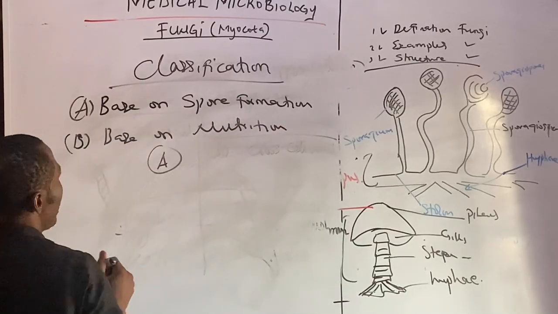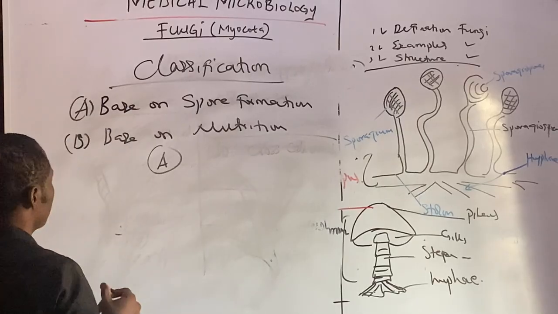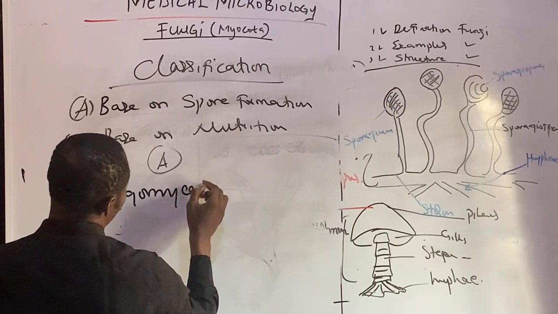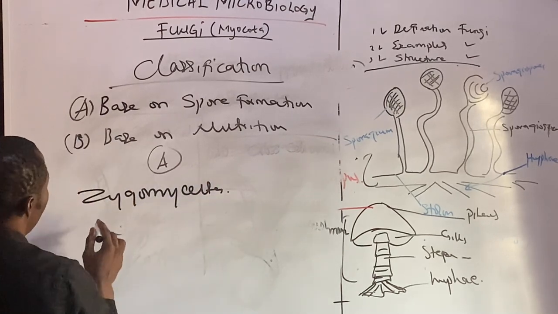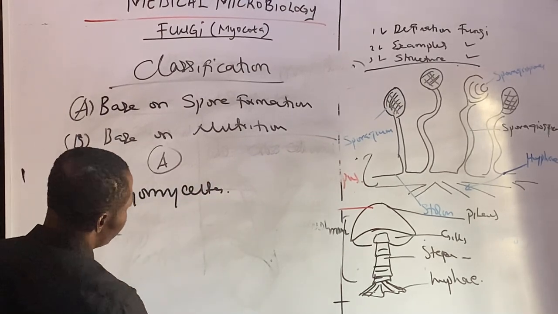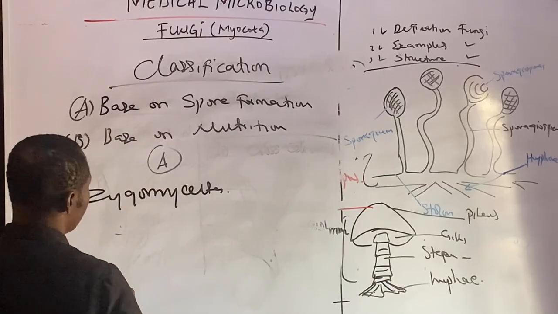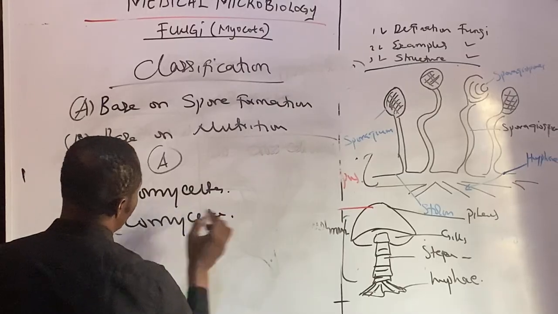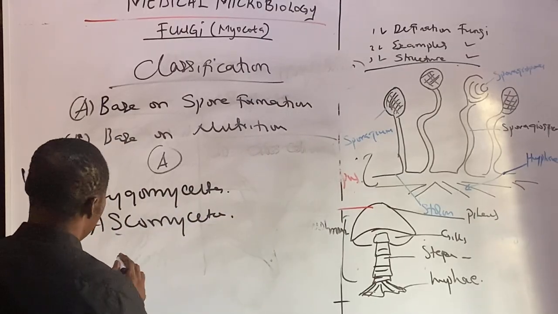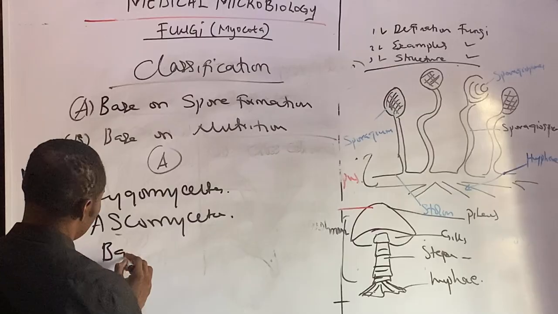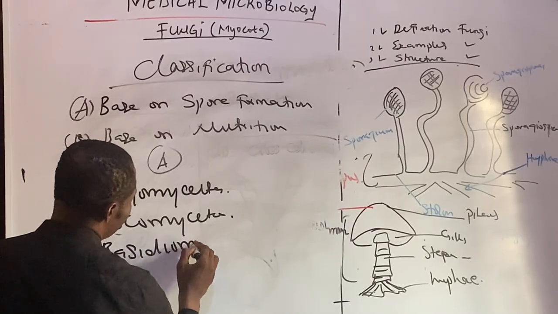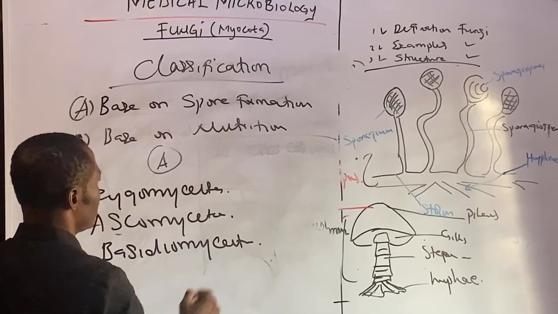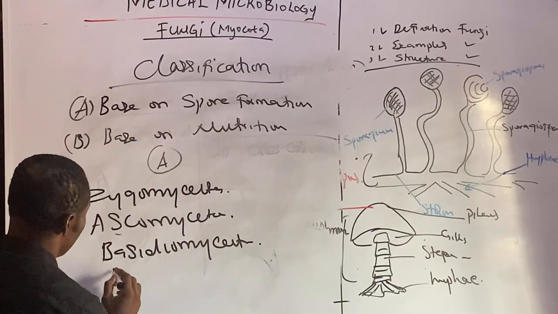For the A, based on spore formation, we can talk about the zygomycetes. We can talk about the ascomycetes. We can talk about the basidiomycetes. We can talk about the, which one again? Let me write it over here.